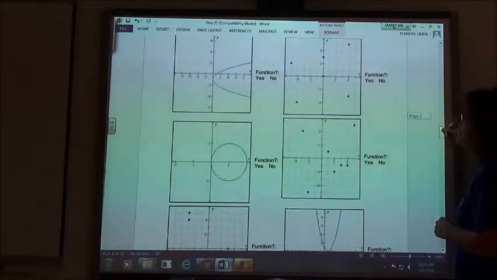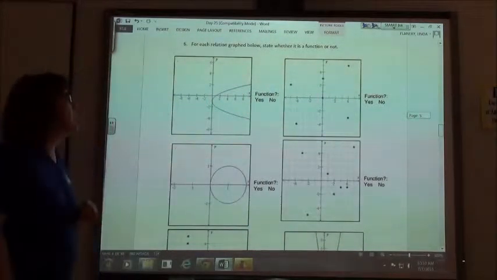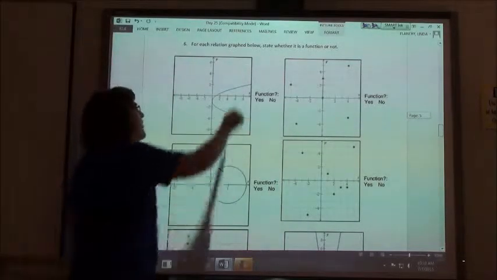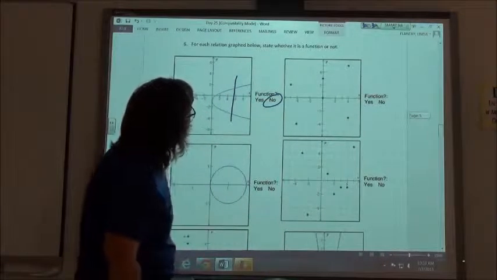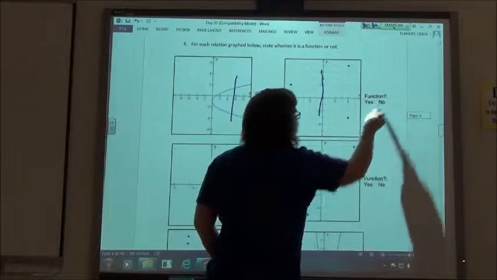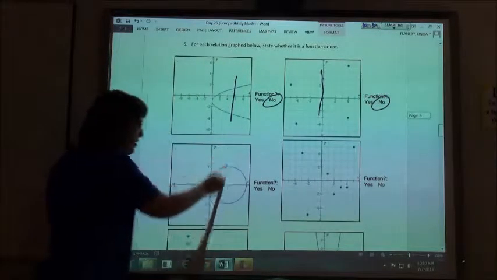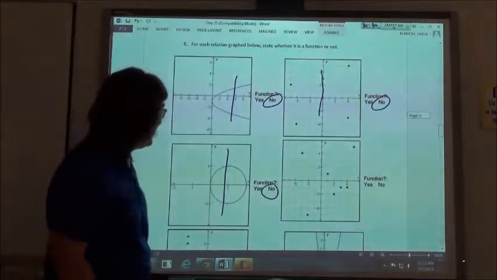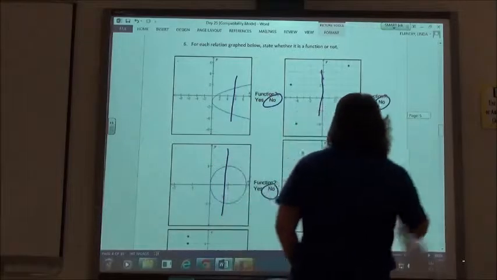And then number 6. The first one on number 6, is that a function? Nope. If I drew my line, I touch it twice. The second one on number 6? Nope. If I drew my line there, I touch it twice. The circle? Nope. If I draw my line, I touch it twice. The fourth one? That one looks okay. Nothing's overlapping. Yes, that one's good.